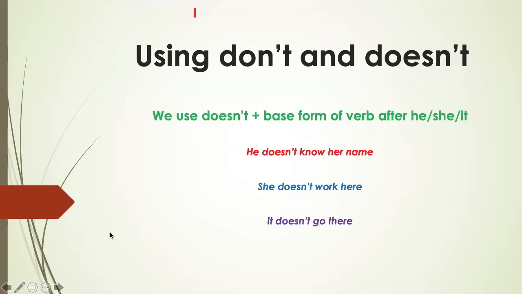Okay, the next stage then is where we have he, she, or it, and we use doesn't again with the base form of the verb. And we've got some examples here. He doesn't know her name. She doesn't work here. It doesn't go there. Okay, so you can see, again, know, work, and go are the base forms of the verb. But with he, she, and it, we use doesn't.